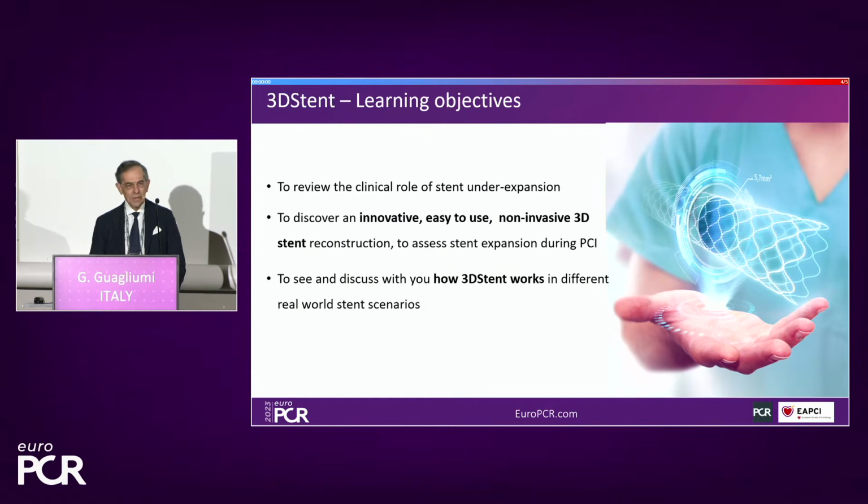In this session, we have 3 learning objectives. First, to review the clinical role of stent underexpansion, which we are meeting frequently. Second, to discover an innovative, easy-to-use and non-invasive 3D stent reconstruction to assess stents during PCI. Third, to see and discuss with you how 3D stents work in different real-world stent scenarios.